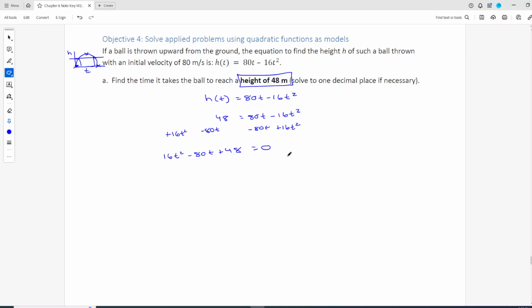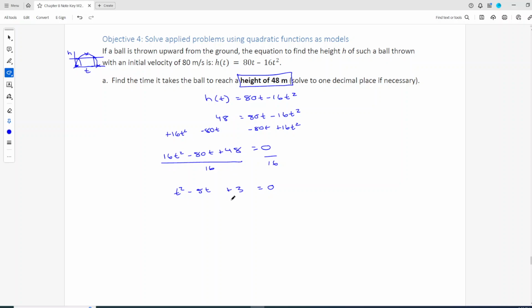Then what I always check is, could I get rid of the 16? Because it's equal to 0, I'm able to divide by whatever I want. So I'm going to divide everything by 16 if I can, and I'm pretty sure it does. So I'm going to end up with t squared minus 80 divided by 16, which is 5t, and then 48 divided by 16 is 3. If you didn't divide by 16, that's fine. You can do it with these numbers. They're just huge because now I have 4 choices.